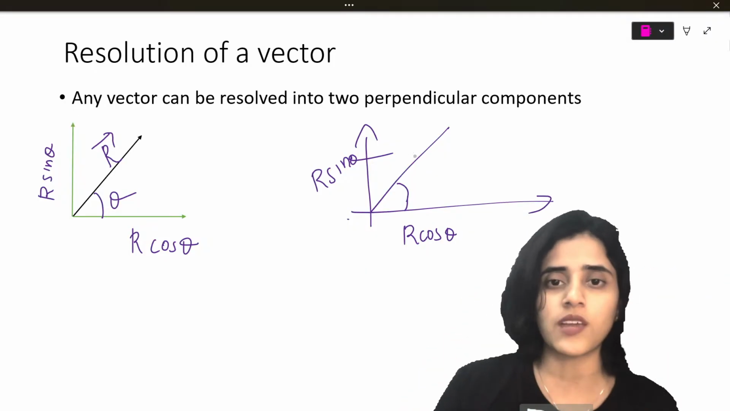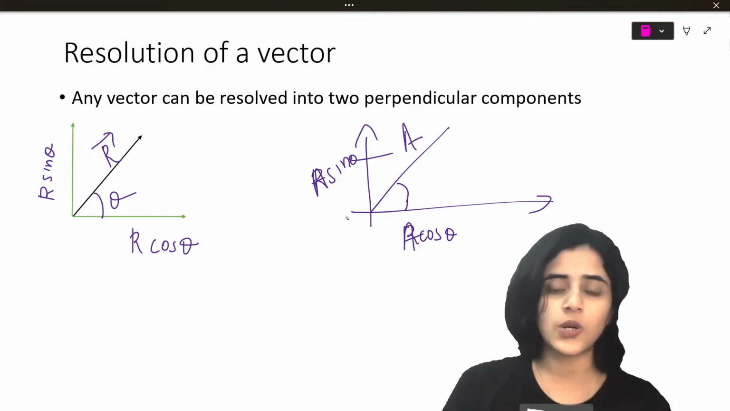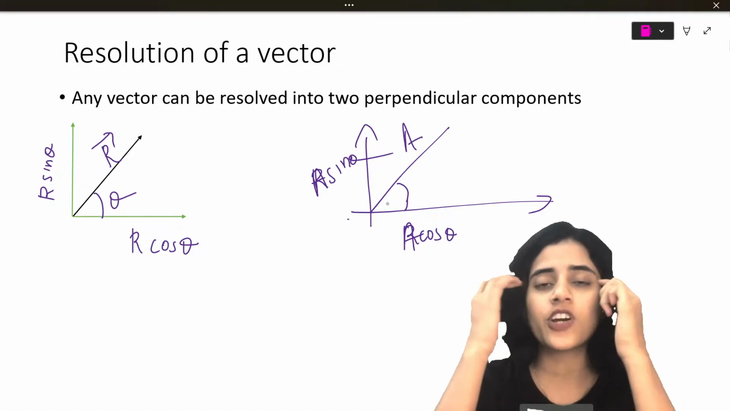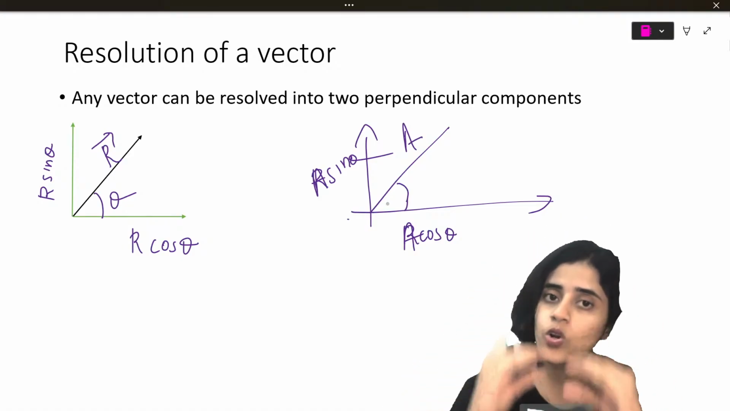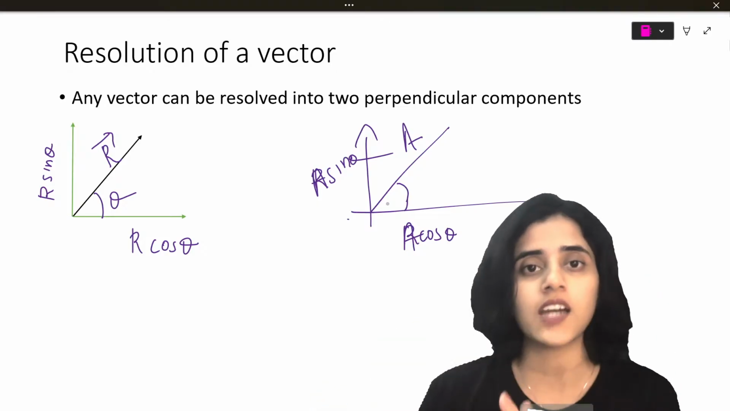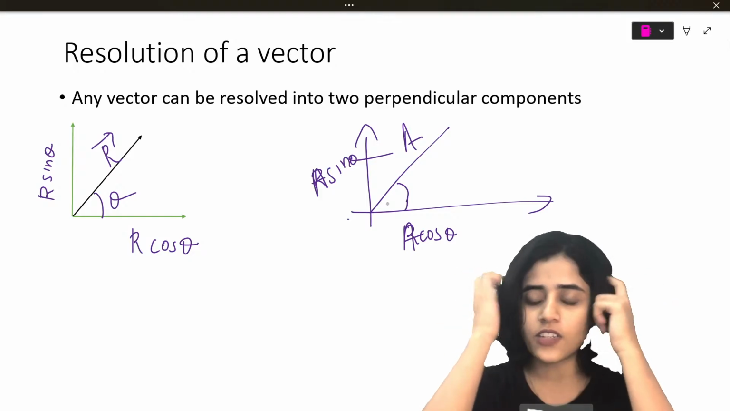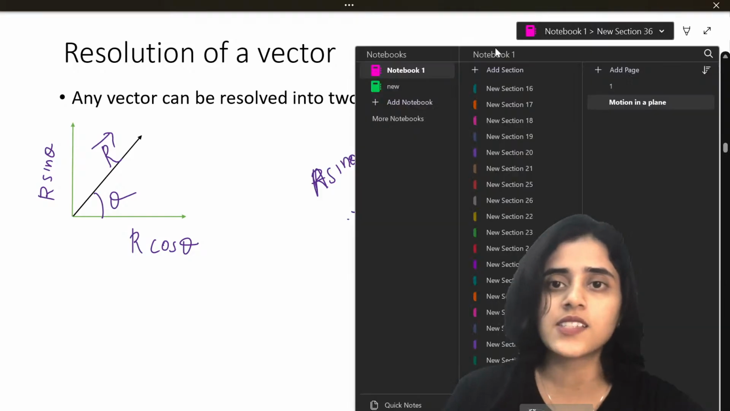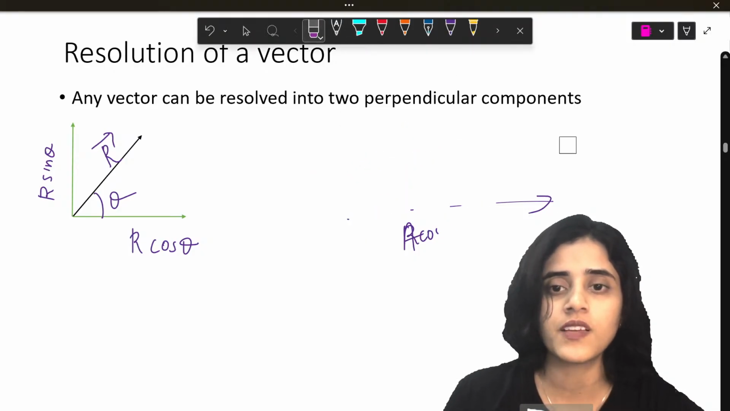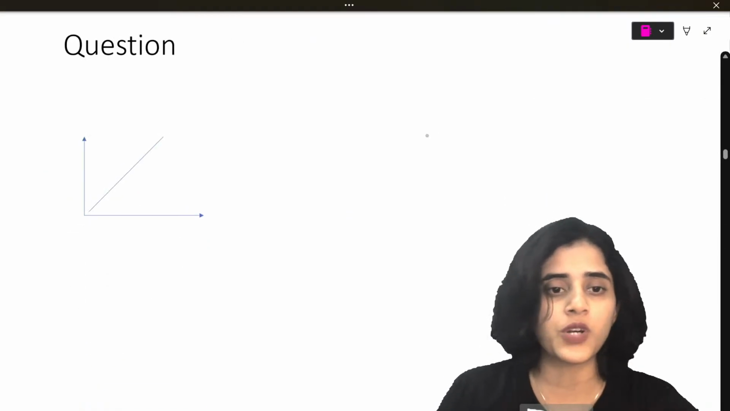Now r will change. If your vector is a, this will be a cos theta and a sin theta. If your vector is b, this will be b cos theta and b sin theta. Put that in your head. Wherever you have the angle, the line close to the angle, near the horizontal line, is cos theta. The one away from the angle is whatever vector, sin theta. Is that all in your head? Yes. We will do a simple question to test if you have understood.